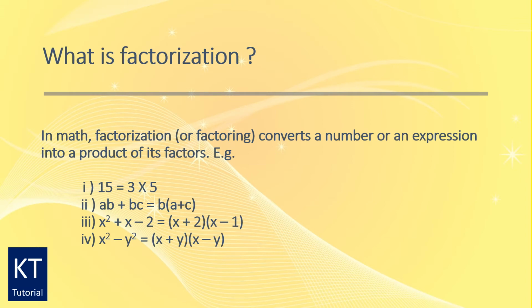In math, factorization converts a number or an expression into a product of its factors. For example, 15 is equal to the product of its factors 3 and 5. AB plus BC is equal to the product of B and A plus C. X squared plus x minus 2 is equal to the product of x plus 2 and x minus 1. And x squared minus y squared is equal to the product of x plus y and x minus y.